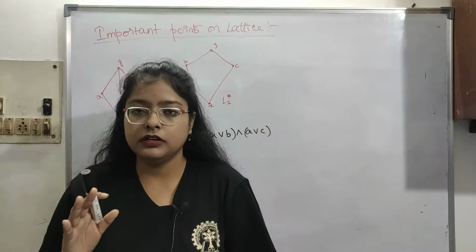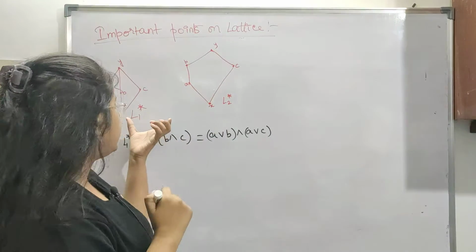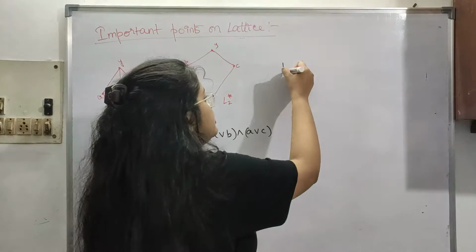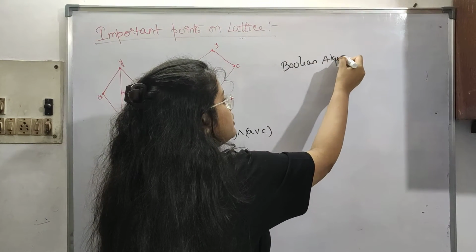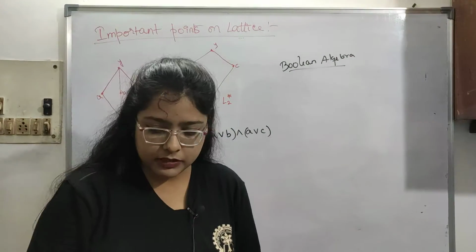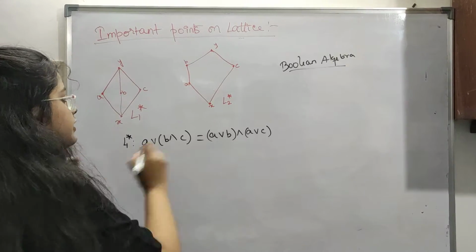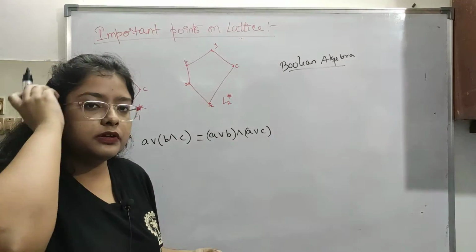So hello, in this video we will do these two important diagrams. Till now we have seen Boolean algebra and various properties, but now we will see this diagram, which is very popularly known as L1 star and L2 star. Now we will see the distributive property on a lattice.